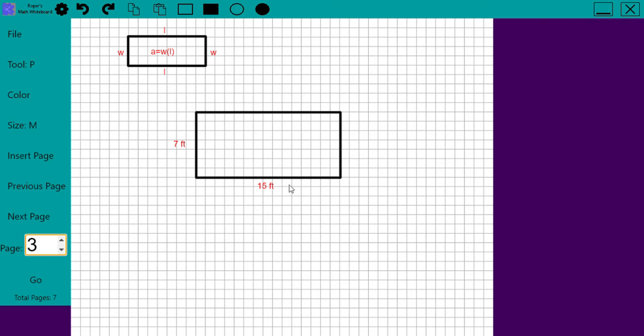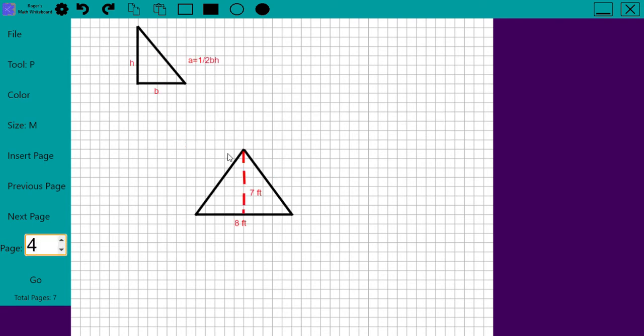So again, that'd be 15 times 7. 7 times 10 is 70. 7 times 5 is 35. 70 plus 35 is 105. So that's our answer: it's 105 feet squared. So 7 times 15 is 105, and here's our answer.